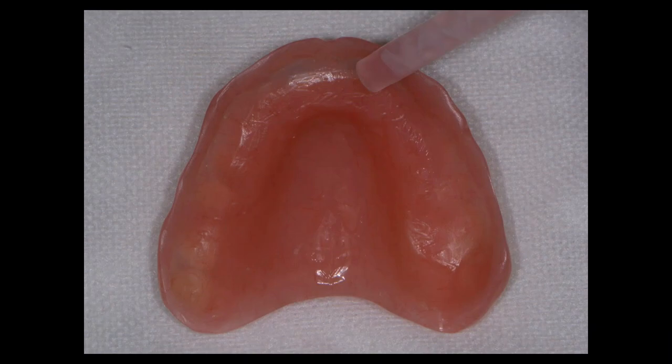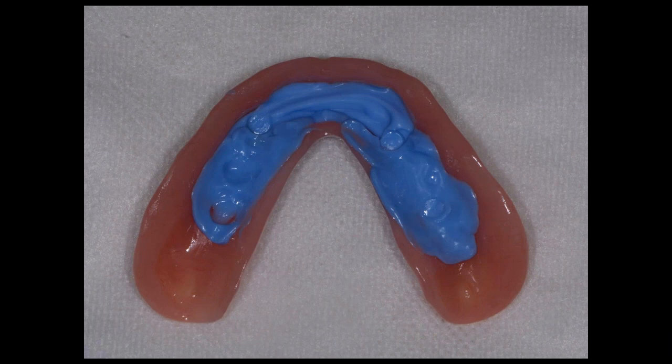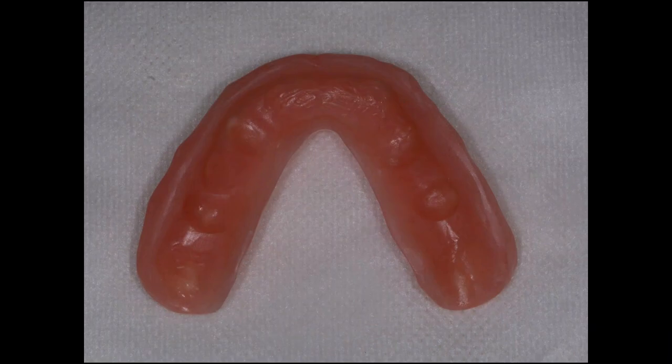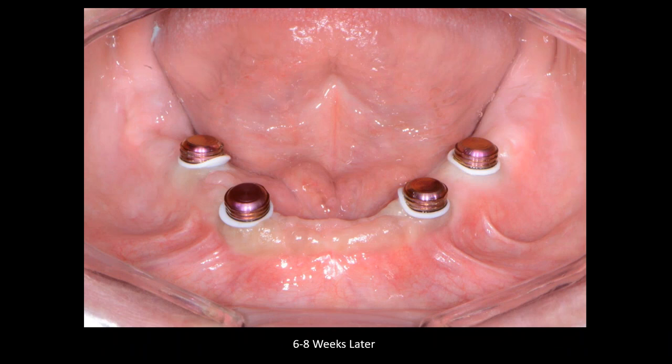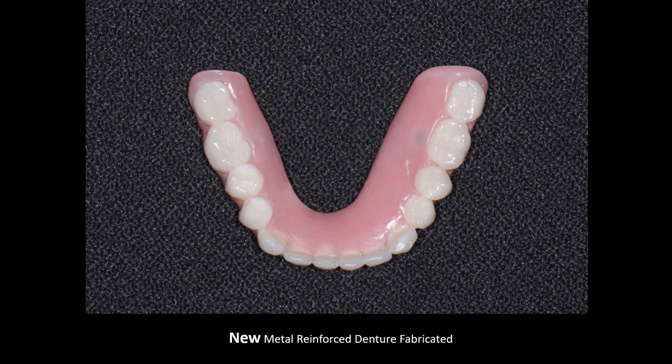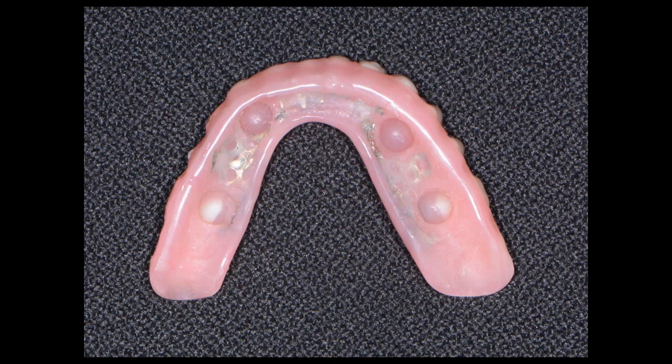We're going to soft reline these dentures and allow these areas to heal for about 4 months. When the patient returned about 6 to 8 weeks later, we noticed that everything was healed ideally. So we were able to place the housings onto these locators. These are the RTX locators. These are the newer locators. And we were actually able to have the laboratory make a metal reinforced final lower denture.